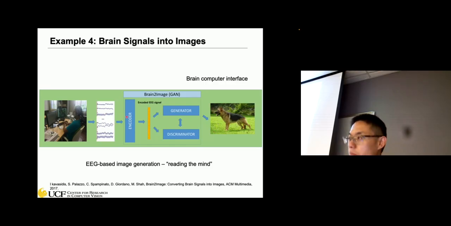And collecting this kind of paired data is not that difficult. We can collect data in a controlled environment, asking different patients to look at different images, and then collect the corresponding EEG signals. So we can have pairs of an EEG signal and a corresponding image, and then we can train this generator in this GAN network.